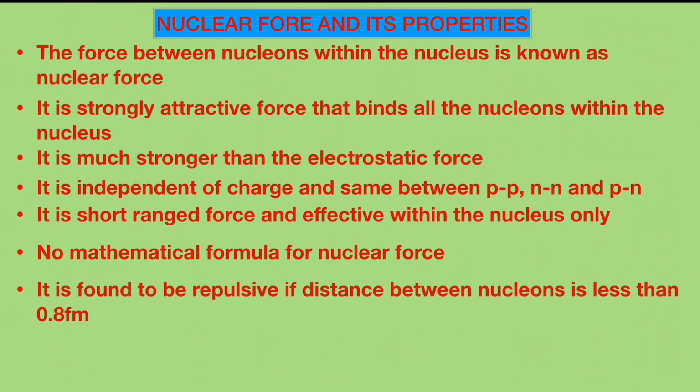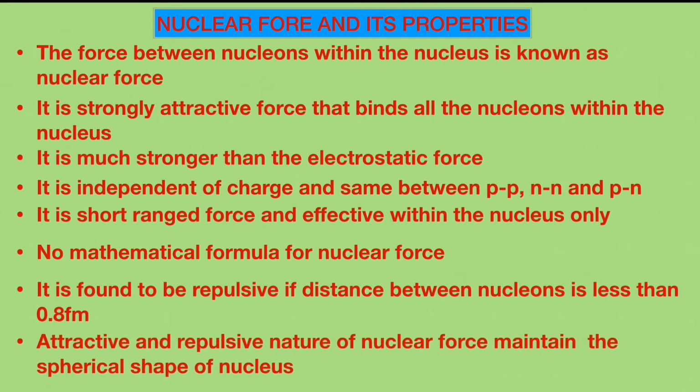It is found to be repulsive if the distance between nucleons is less than 0.8 femtometer. We saw from the previous graph between separation and potential energy of a pair of nucleons that if the distance is less than R naught, and that R naught is 0.8 femtometer, the force becomes repulsive. So we can say nuclear force has both attractive and repulsive nature, and these help to maintain the spherical shape of the nucleus. How is it related to the shape of the nucleus?